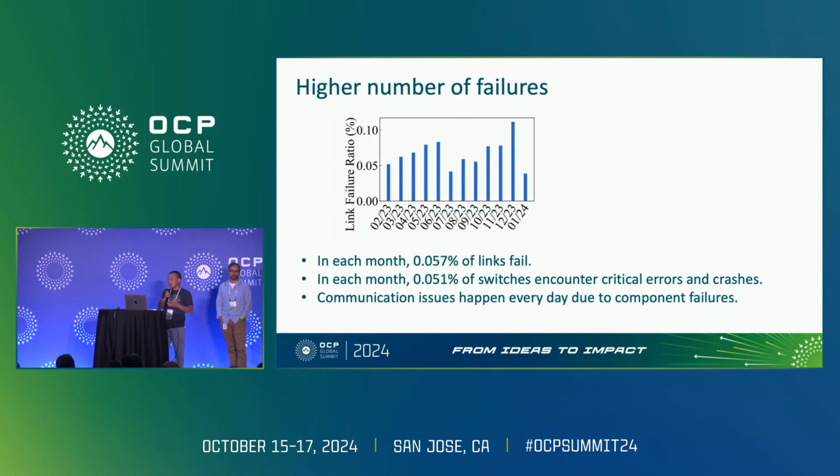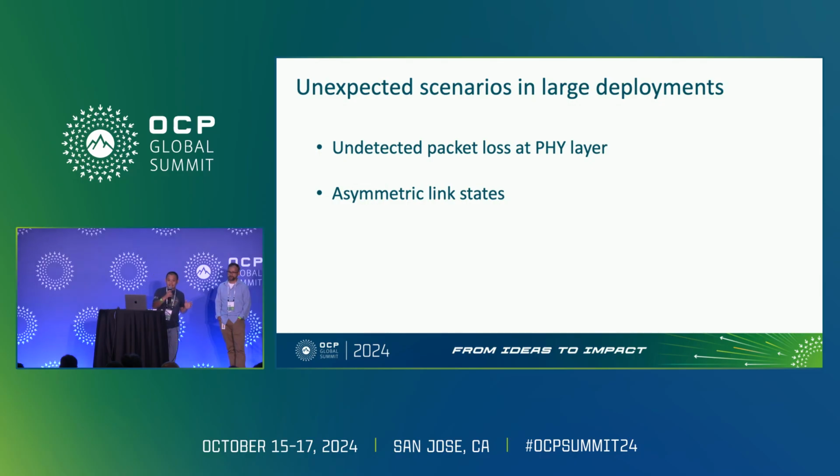Here are some data. We observe a link failure rate of 0.057% monthly, and an equivalent failure rate for switches. Given the large scale, communication issues happen every day due to component failures. Most of these faults are minor and can be detected and handled automatically. But again, if we can shorten the fault time, the higher the training rate we can get. More than that, there are not only minor cases in large deployments.